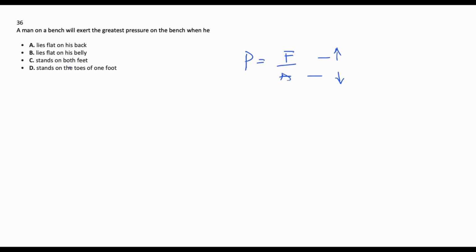Now let's look at all these options and see which one provides the least amount of area. It says if he lies on his back. Obviously, if he lies on his back, he's going to be lying across a large area. If he lies on his belly, not so small. If he stands on both feet, or if he stands on one toe. Now, obviously, you know that standing on one toe gives the least amount of area as against standing on both feet.